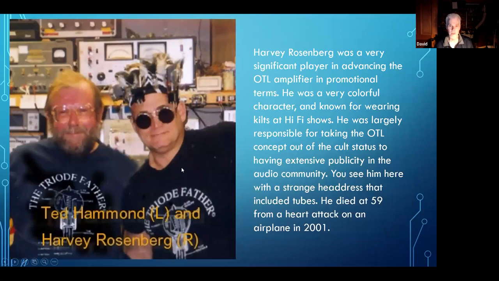Harvey Rosenberg, he's the one on the right. He's a very significant player in advancing the OTL amplifier in promotional terms. He was a very colorful character, known for wearing kilts at hi-fi shows. He was largely responsible for taking the OTL concept out of the cult status to having extensive publicity in the audio community. You see him here with a strange headdress that included tubes. Unfortunately, he died at age 59 from a heart attack on an airplane.